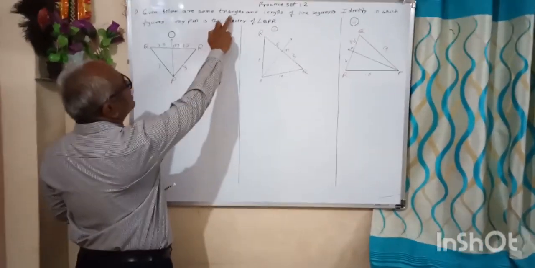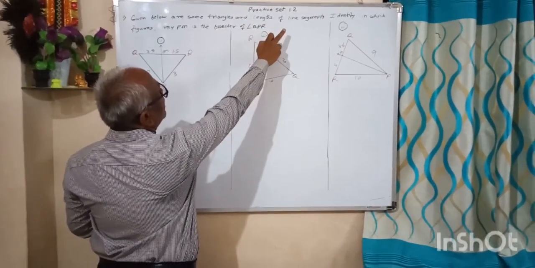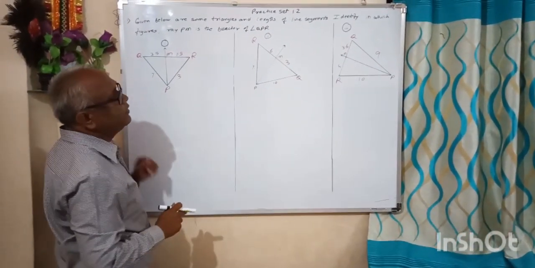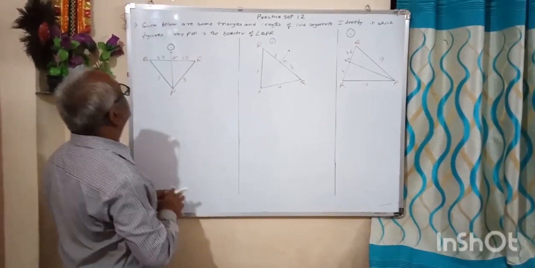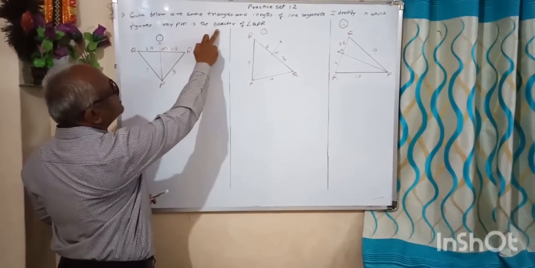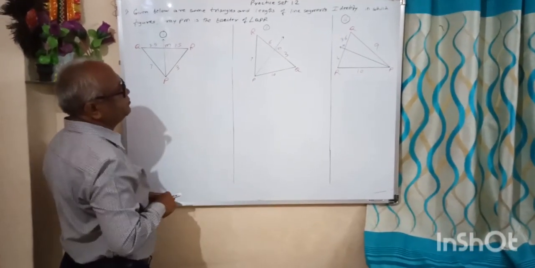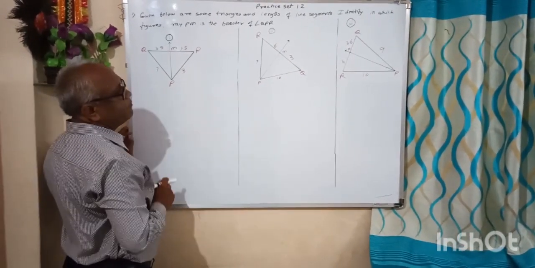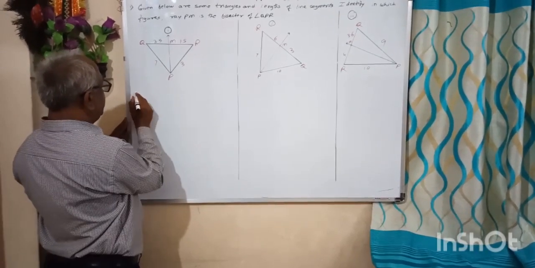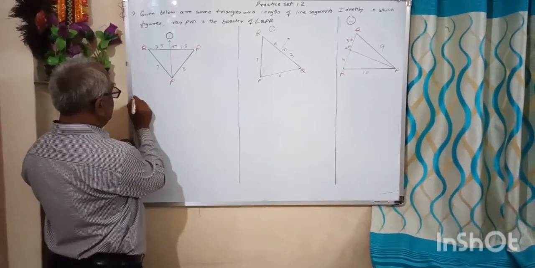Given below are some triangles and the lengths of the line segments are given. Identify in which figure ray PM is a bisector of the angle QPR. Three examples are given here. The first example we are going to take for the solution.